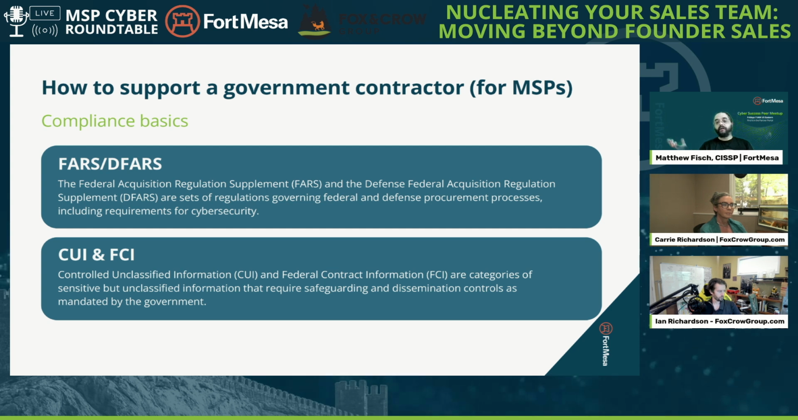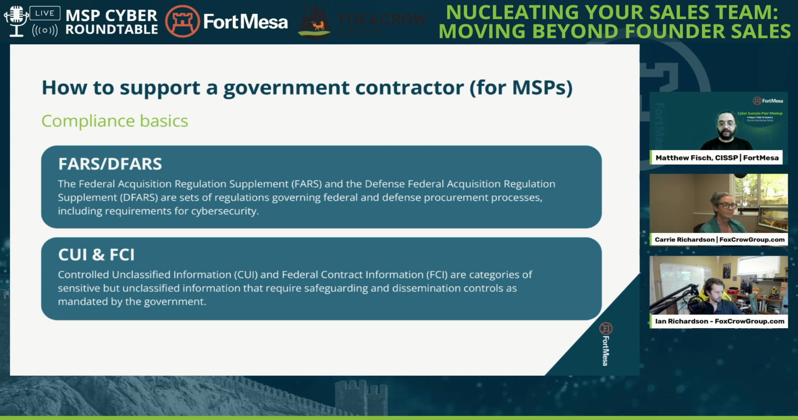So, controlled unclassified information and federal contract information. Federal contract information is just information about the contract. Who's the vendor? What's some information relating to that contractor?